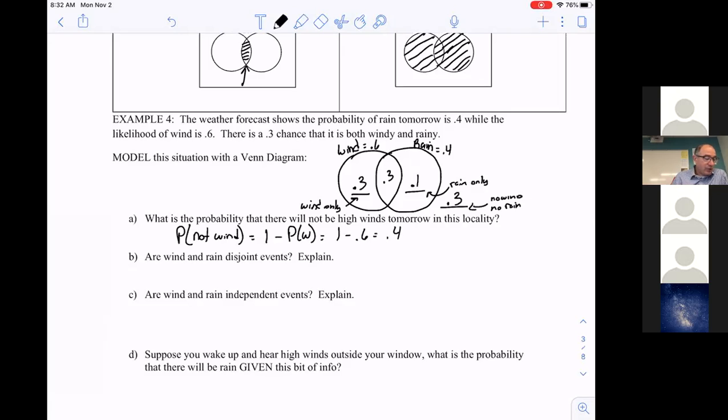Are wind and rain disjoint events? Again, disjoint means they cannot happen at the same time. So can I have wind and rain at the same time? Well, yes, I can. So that means that they are not disjoint.